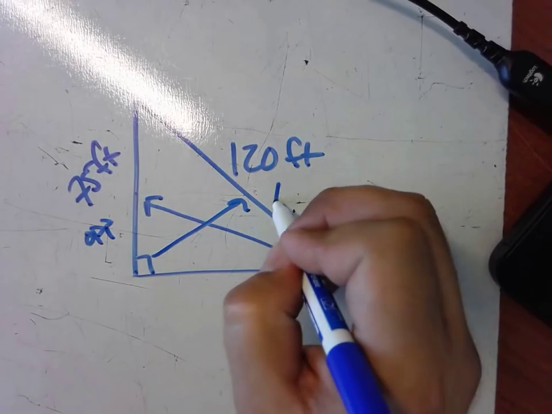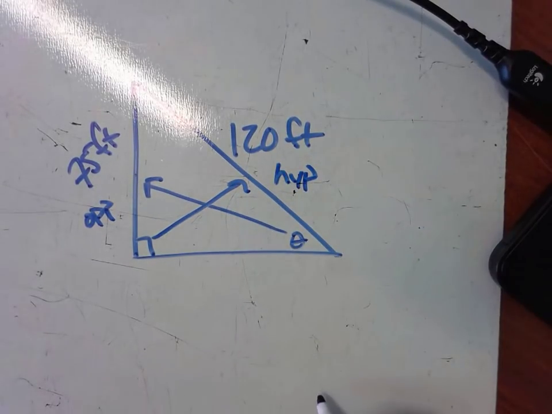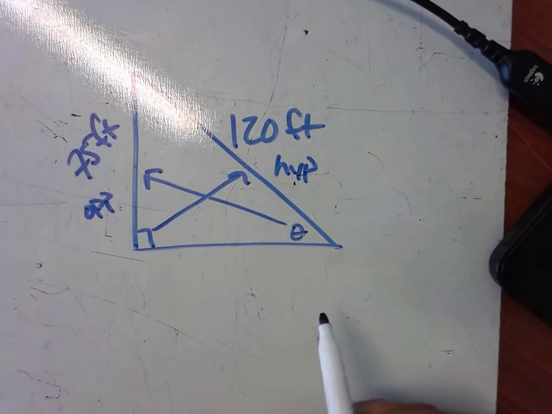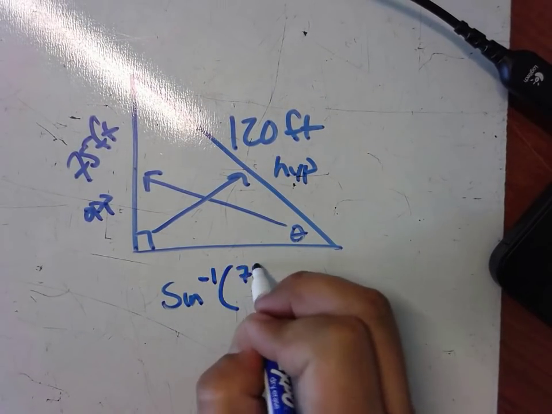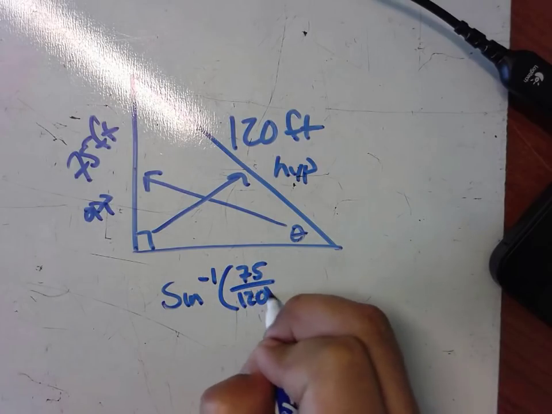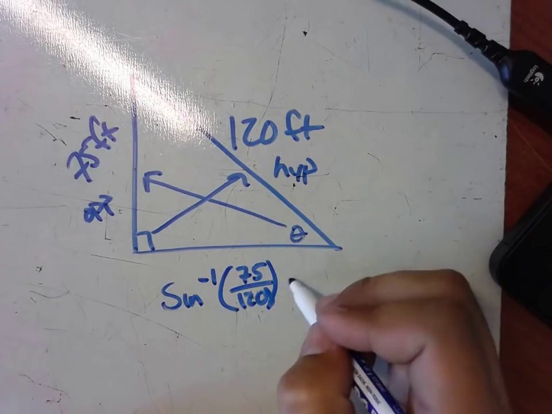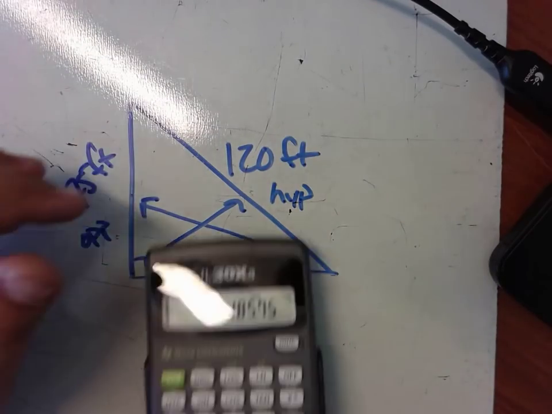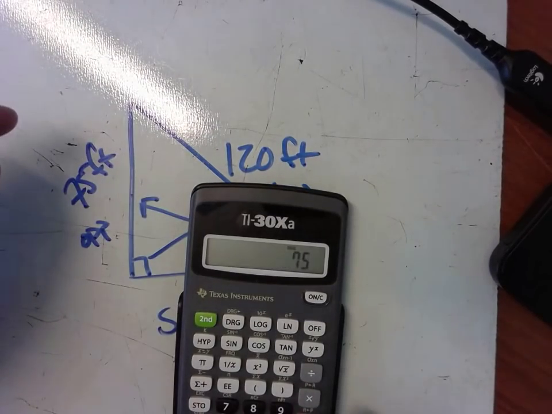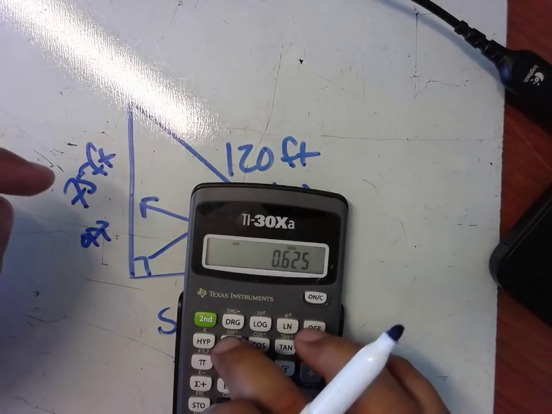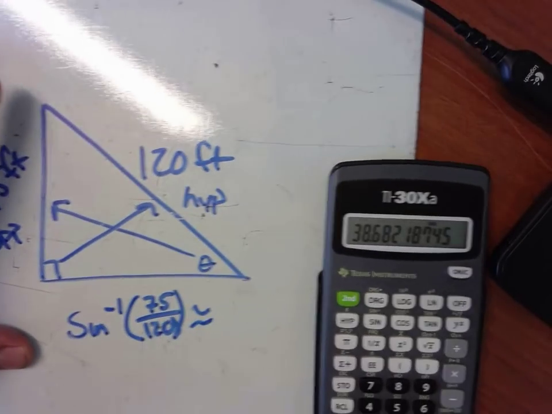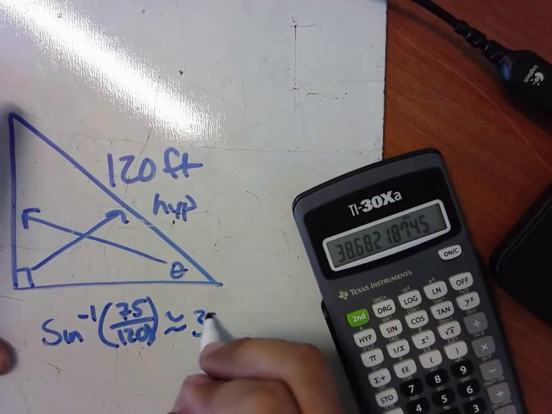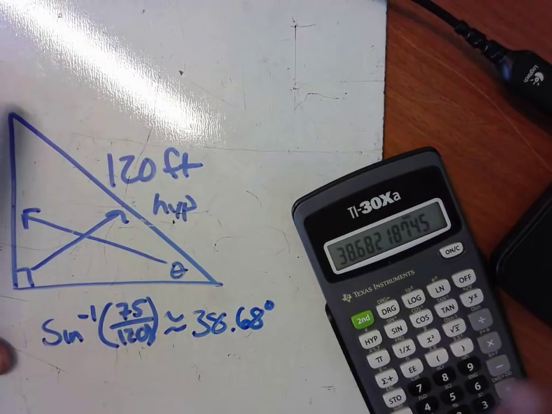This is hypotenuse. That means we're using sine. But we're finding the angle, so we're not using sine, we're using the inverse of sine. 75, which is opposite, over 120 hypotenuse. So when you plug this in the calculator, you're doing 75 divided by 120 equals, then second sine. There's your answer, approximately 38.68 degrees.